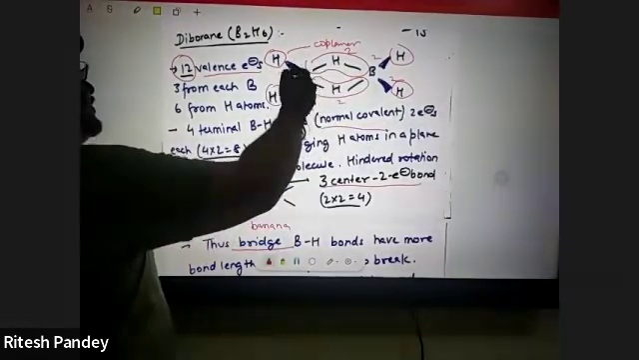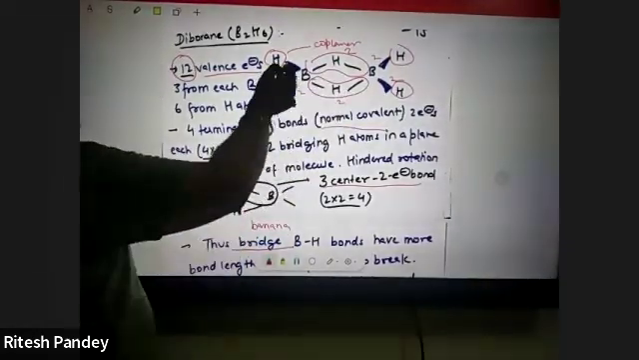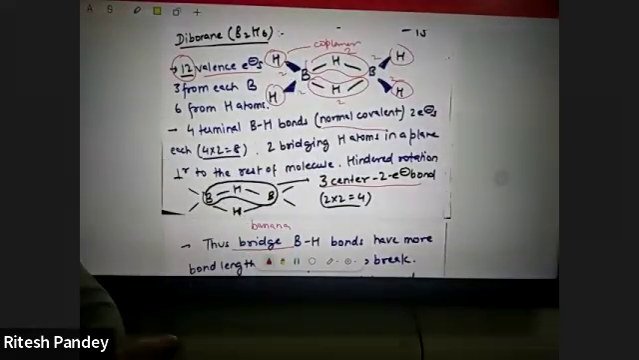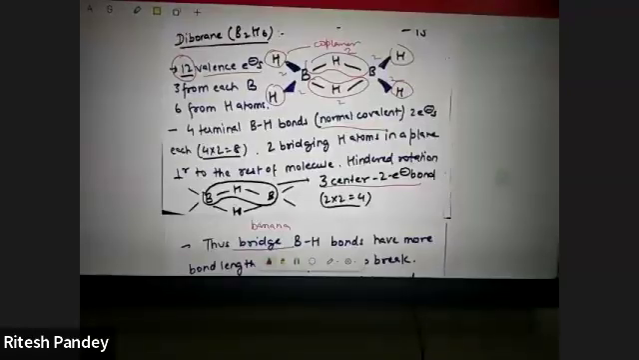Naturally, this covalent bond, which is the normal terminal bond, will have more electron density and will have lesser bond length. I'll have to check if the bond lengths are given in NCERT or not. Give me a while. I can see the bond lengths are given, but not of B2H6. They have given it for the dimer of boron trichloride. So B2H6, yes, B2H6 also is there.